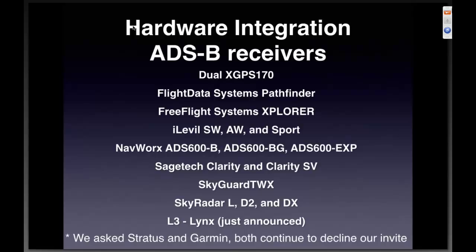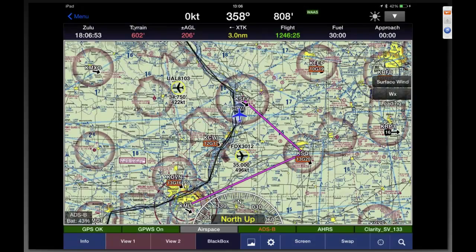Compatible hardware. All of these manufacturers make ADS-B and/or GPS boxes that we are compatible with. I do get a lot of questions. The Stratus is proprietary to ForeFlight, and the Garmin GDLs are proprietary to Garmin. We tried, sorry guys, they wouldn't cooperate.